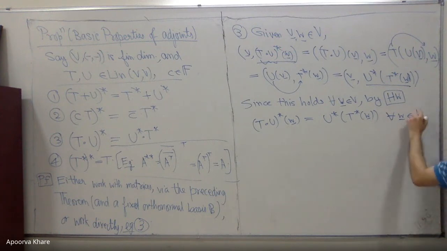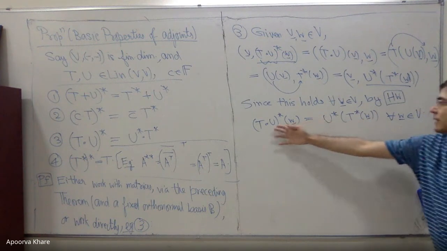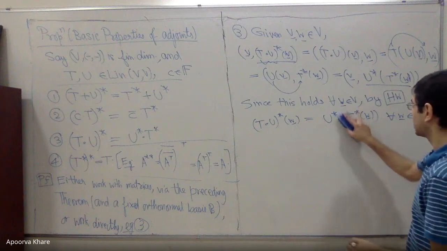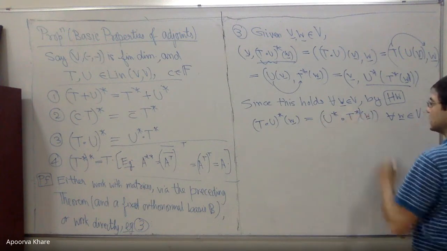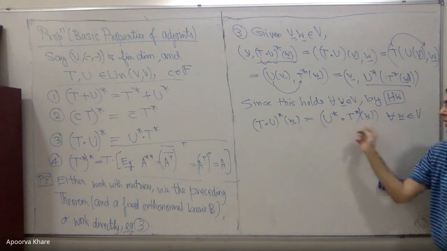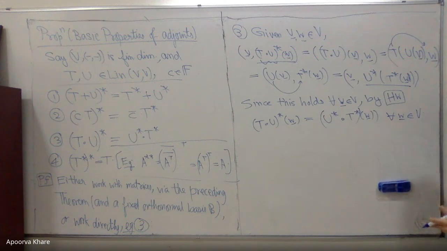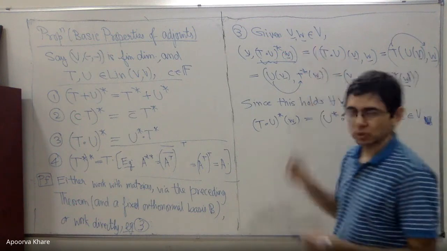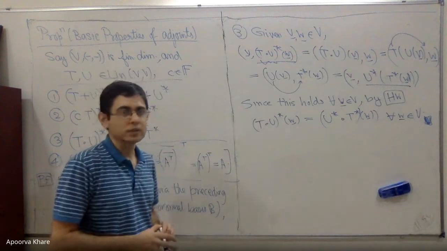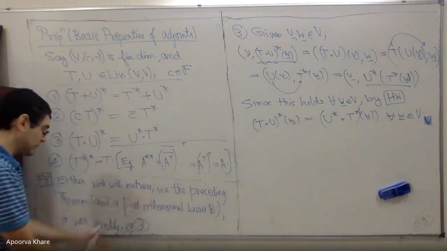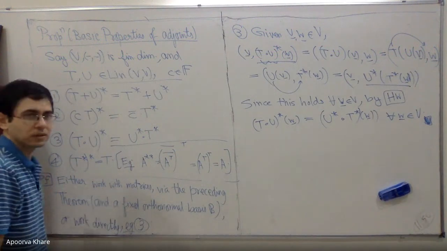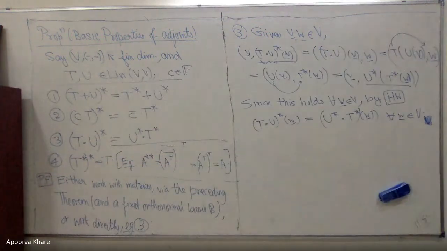This holds for all W in V. Let me even rewrite this as U star composed with T star. That means these two transformations agree at every point. Therefore, they are the same transformation. So you can either proceed directly using the defining property of the adjoint, or you can use the fixed orthonormal basis. It's either way. So that is done, and you can try the others as well.